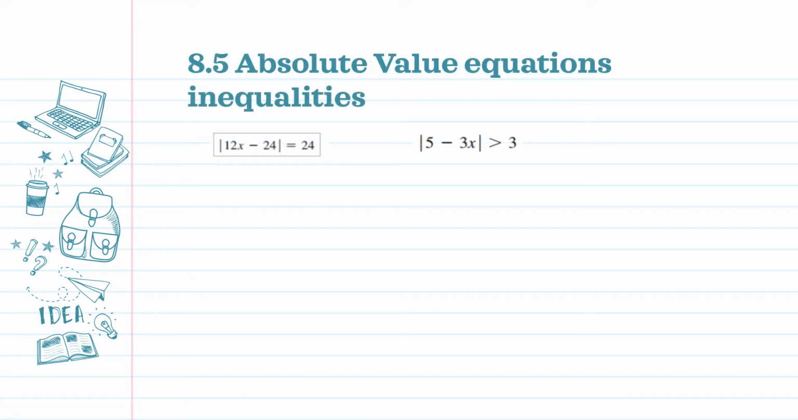Now 8.5, absolute value equations and inequalities. So we have an absolute value equation. Absolute value of 12x minus 24 is equal to 24. And here we have an absolute value inequality where it's the absolute value of 5 minus 3x is greater than 3. So just like linear inequalities and linear equations, except it's just absolute value with it.